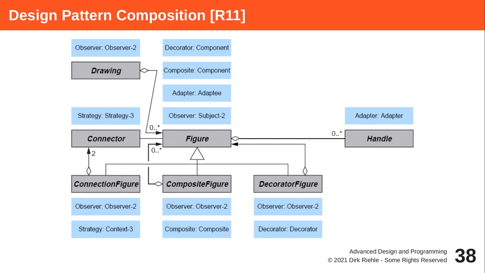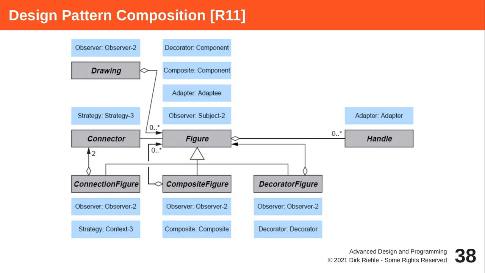We have the composite pattern applied, so composite figure is obviously the composite participant in the pattern, and figure is the component participant. We also have decorator figures, so these are embellishing things you draw around a figure, you adorn or embellish it with. So the decorator figure is the decorator, and the figure class is the decorated component class, and so forth. Other strategies and others. Now, this is a very lightweight way of using the design patterns terminology. So it's not clean role modeling, but it's close.